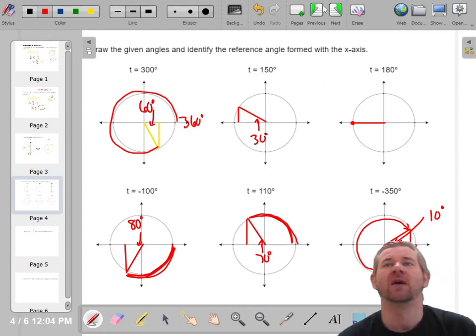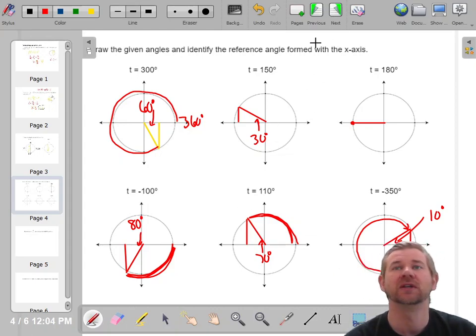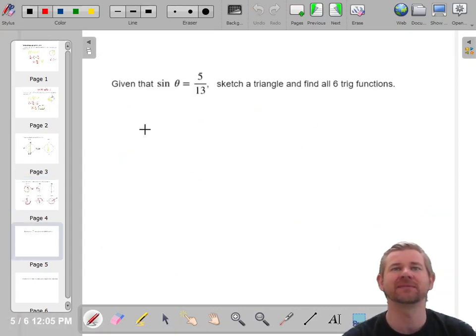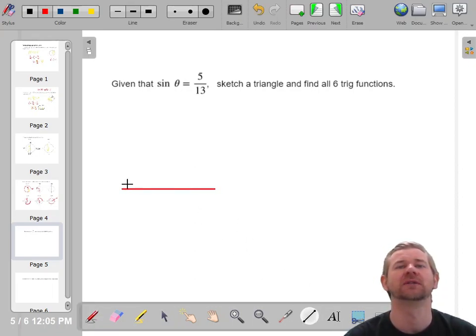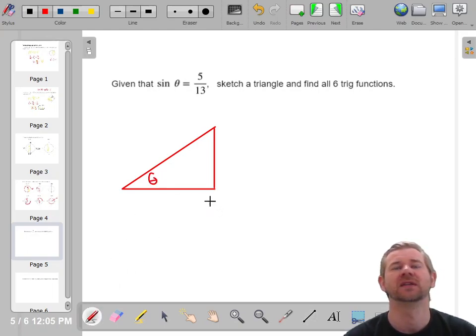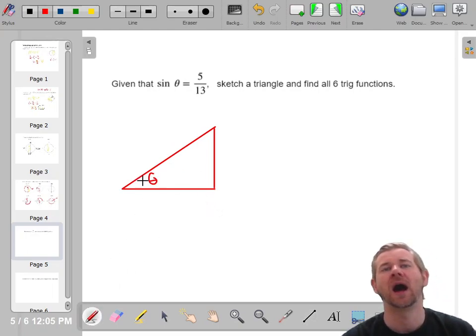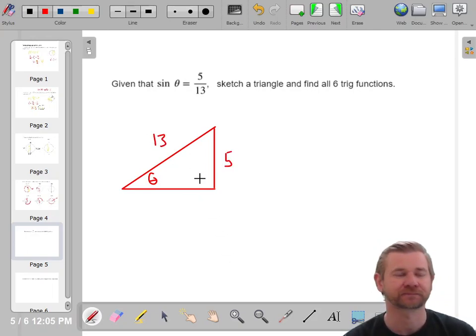Okay. Now, the last thing is we're going to just draw right triangles and analyze them. So this says given that the sine is 5 over 13, the sine of an angle, I'm going to draw a triangle where that's true. I'm going to draw a triangle where the sine of theta, so I'll just call this theta, is 5 over 13. That means opposite over hypotenuse is 5 over 13.